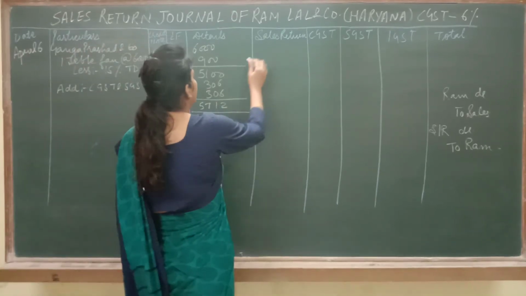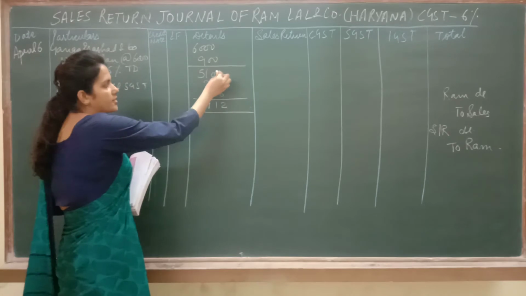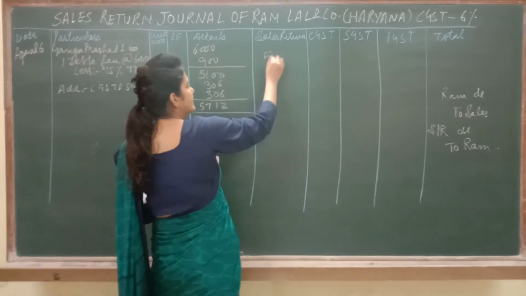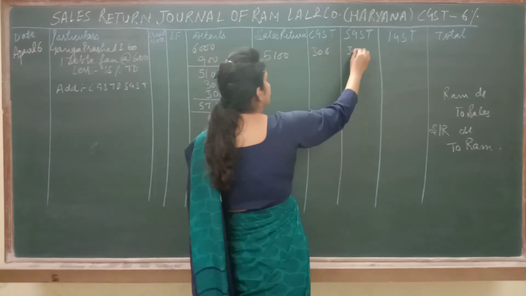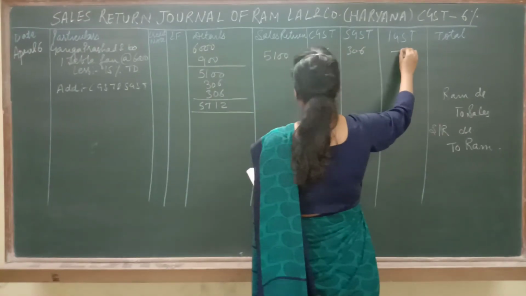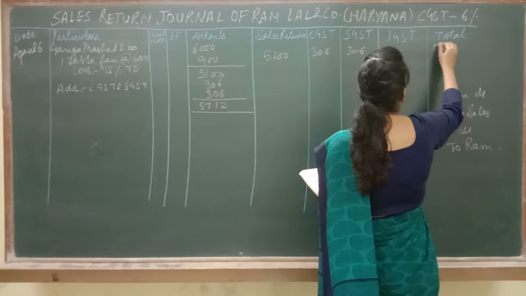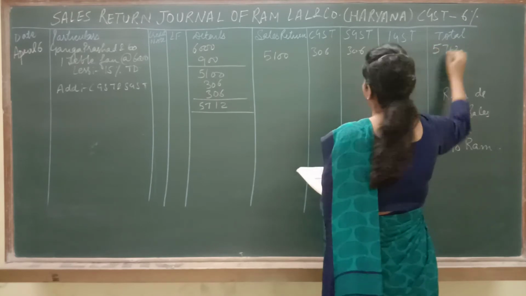Now write the amount. The amount which we have got after subtracting the trade discount will go in the sales return column. In CGST 306, in SGST 306, and IGST is not applicable here. Total is 5,712.